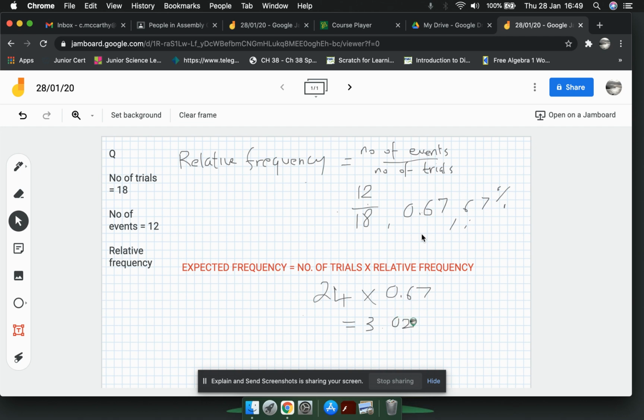And what you should get for that is a value there of 3.02. Hold on, no, sorry, that's the next question I was thinking of. That is 16.08. Obviously, 16.08 makes no sense. You would round it to 16 because he's going to score 16 penalties. That's what we expect him to do. So hopefully that one has made sense for you.